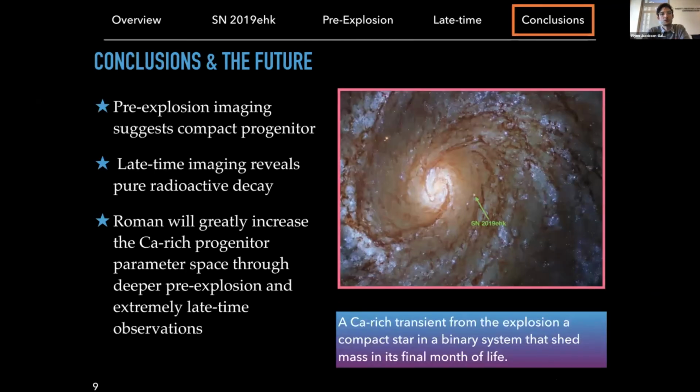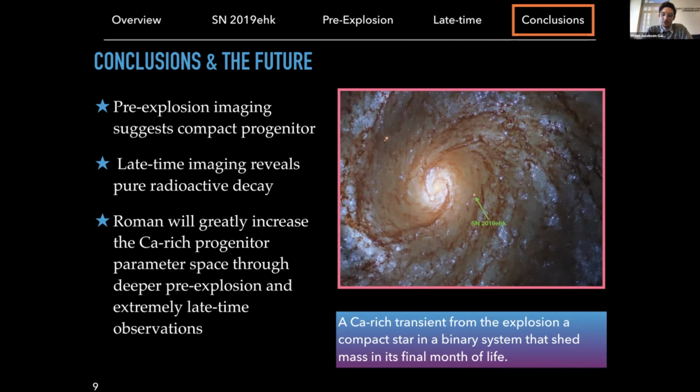So what does the future hold? What have I kind of rambled about for the past 10 minutes? So we have really nice examples of calcium-rich transients in nearby galaxies that we've been able to use pre-explosion and extremely late-time imaging to understand their progenitors, which are unknown currently, but we're really getting to a point where we can start to constrain them.